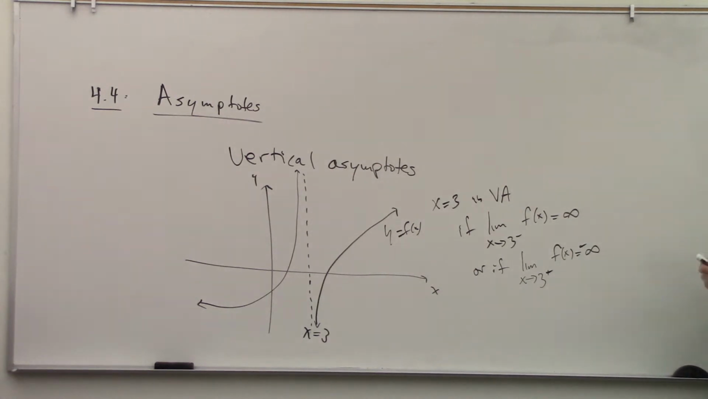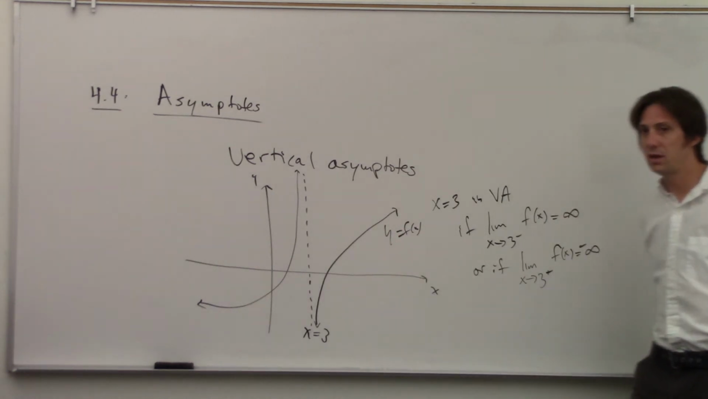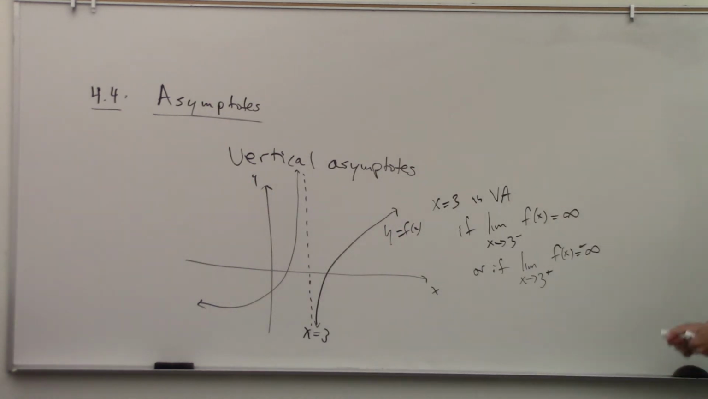The point that I'm trying to make is that a vertical asymptote is defined in terms of a limit. In other words, when your function has an infinite limit at a certain x value, x equals that x value is the equation for the vertical asymptote.